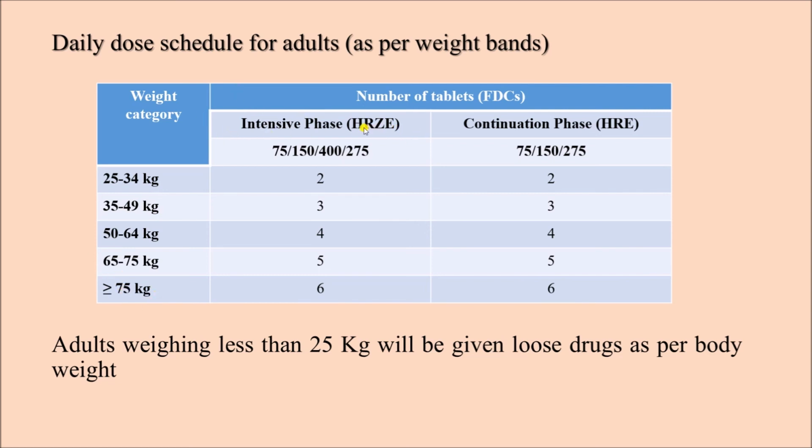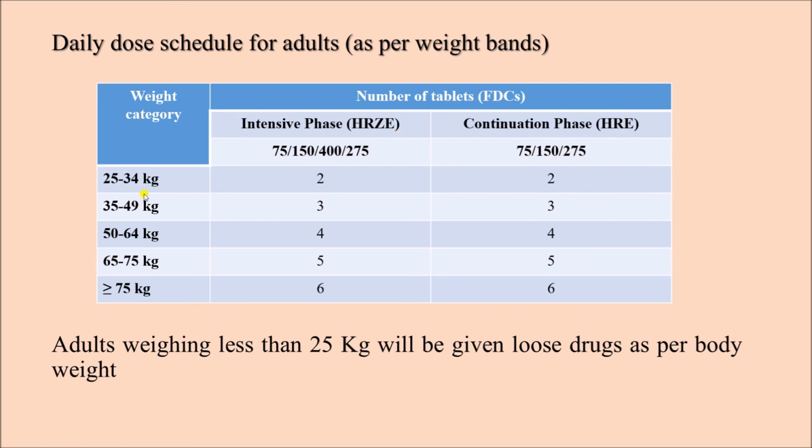So in the intensive phase, there are 4 drugs. Each tablet contains 75 milligram of isoniazid, 150 milligram of rifampicin, 400 milligram of pyrazinamide, and 275 milligram of ethambutol. This is the combination for the continuation phase. So HRE. Now if a person belongs to the body weight of 25 to 34 kg, he is supposed to take 2 tablets during the intensive phase, and also 2 tablets during the continuation phase.